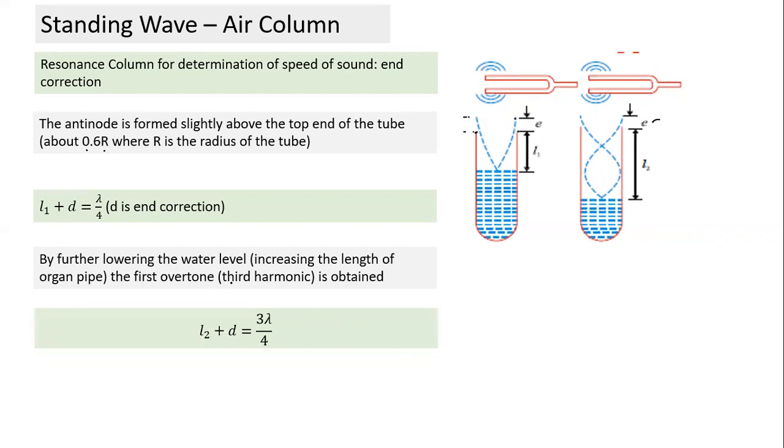The only thing is, when we have two recordings and we take the difference between the two, the end correction gets cancelled out. Here I took D as the end correction in the figure, and I took this also as D. We can write D or E, whatever. So when we take the difference, the end correction gets eliminated. The difference in two readings will give you lambda by 2. Otherwise, this is the correct expression: L1 plus end correction is equal to lambda by 4.